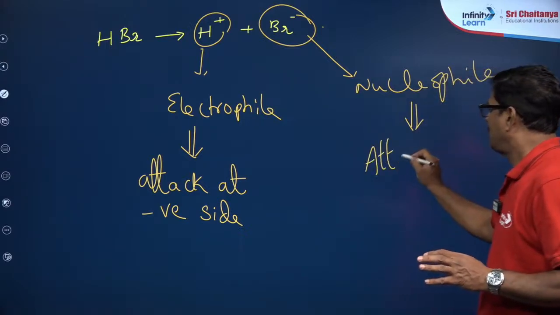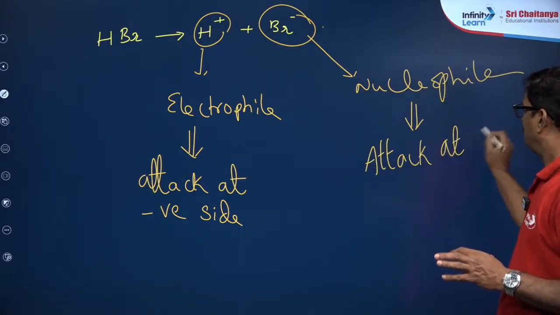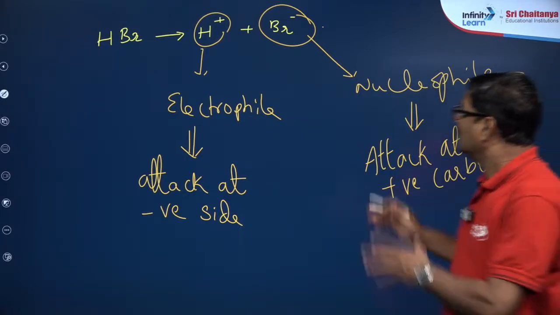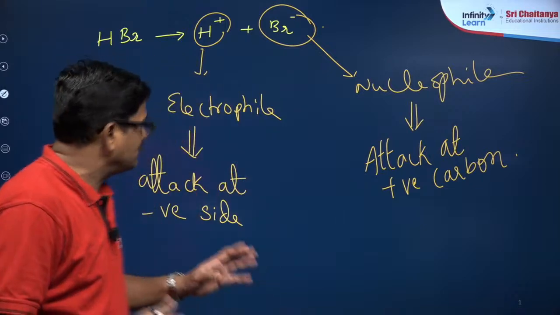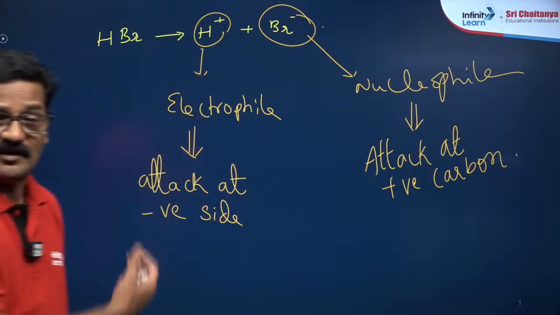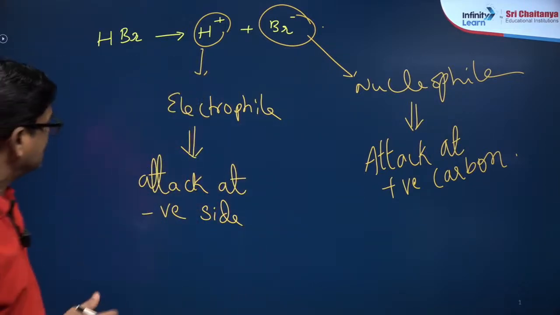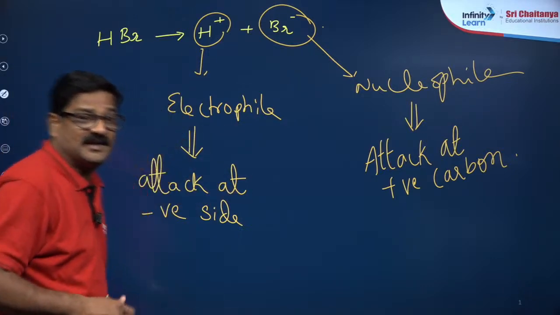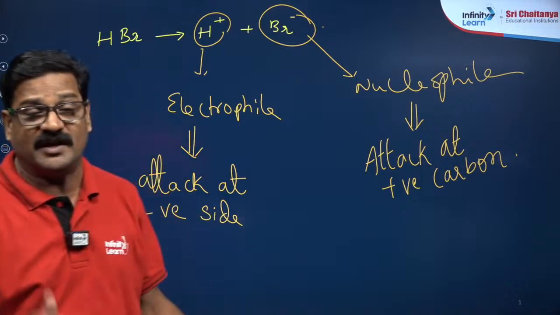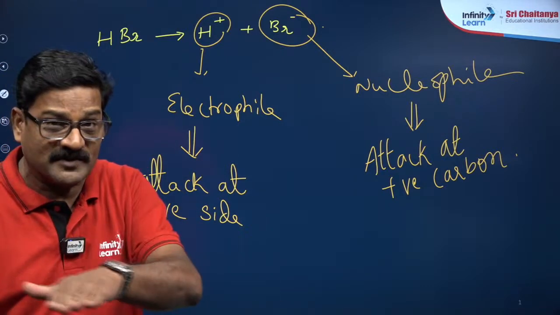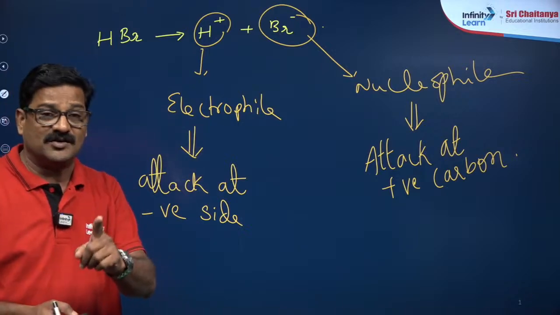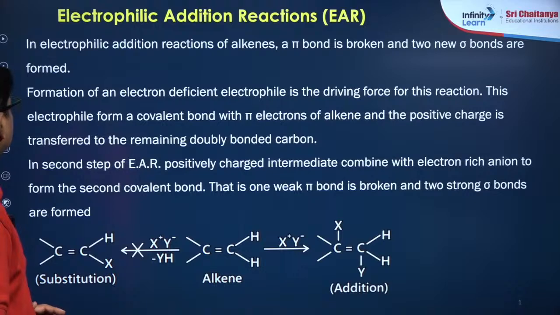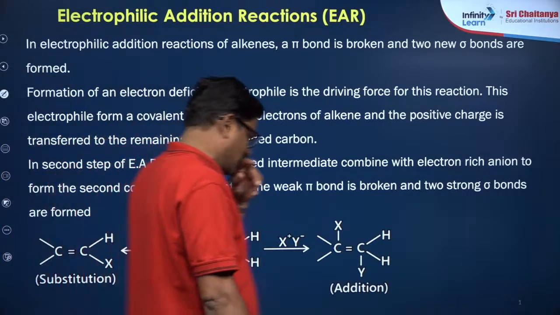Attack at a positive carbon. Such groups are called nucleophiles. You have either nucleophiles or electrophiles. If the addition takes place with electrophile, that is called electrophilic addition. So we are teaching in this YouTube channel, my dear students, from the scratch level. Mind it, you always follow from the scratch level, you understand everything. So talking about electrophilic addition reaction.